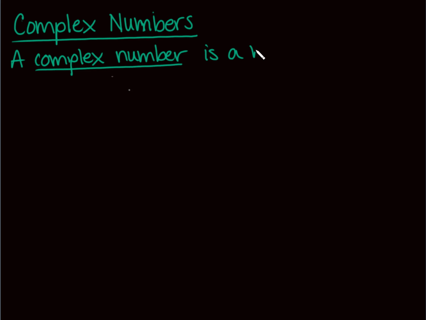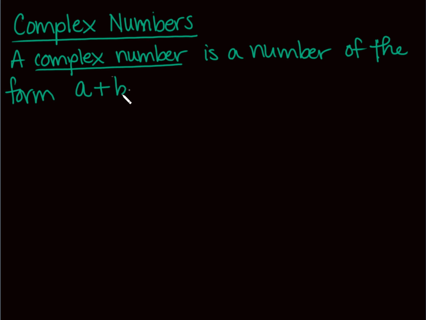So there's going to be two parts to these numbers. So this is a number of the form, and this is just a definition, right? We are just defining a new set of numbers, a number of the form, and the way we write this form is a plus bi, okay? Where a and b are real numbers.